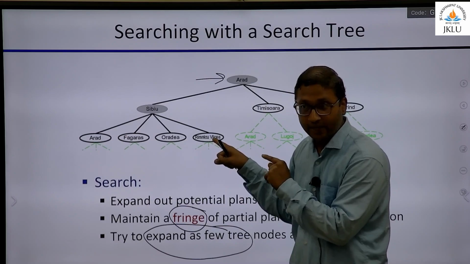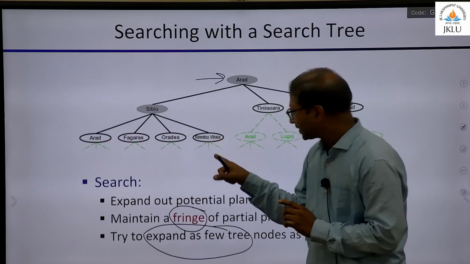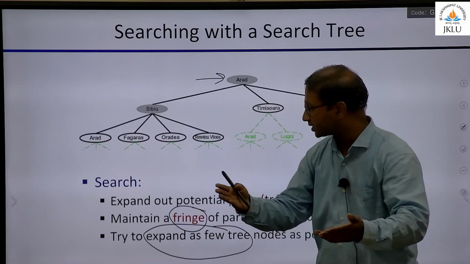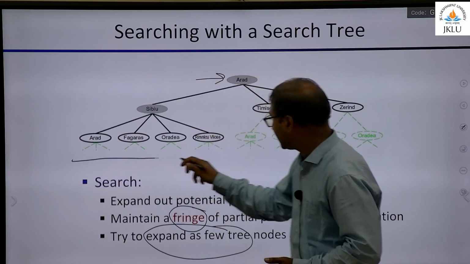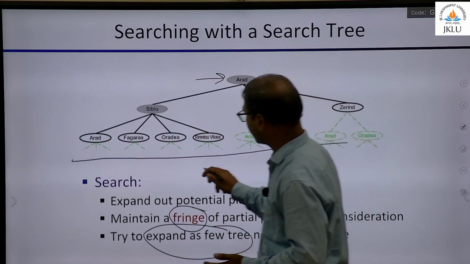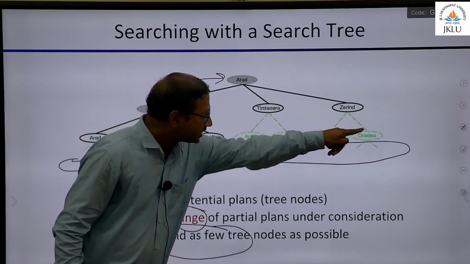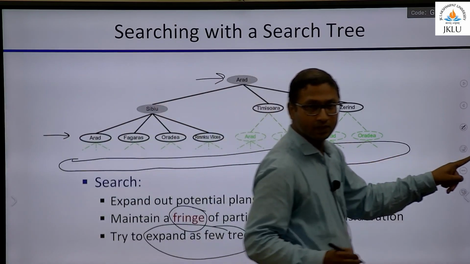Here we saw there was a path to, I think, Pitesti, right? So Pitesti will come somewhere here, right? Now if you are following BFS, you keep following Arad, and all the elements here will come into your fringe. Once you have expanded all these nodes at this level, they are all in your fringe.